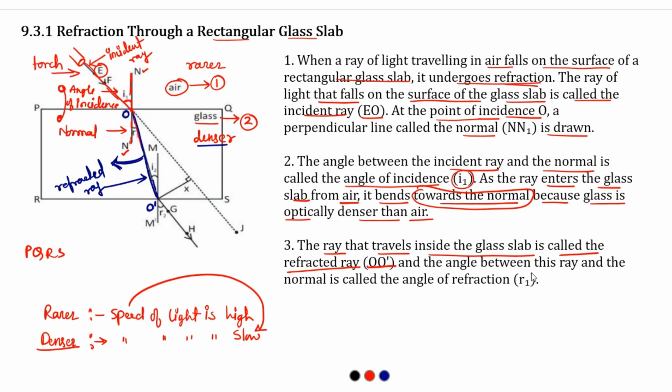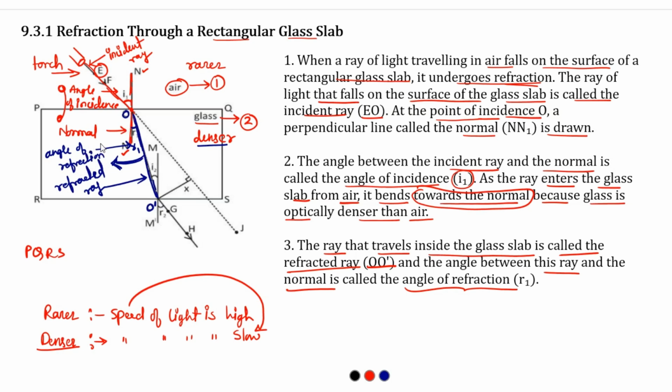Now the angle between this ray, that is the refracted ray, and the normal is called the angle of refraction, that is R1. So you can see this is our normal inside the glass slab, and here the blue color one is called the refracted ray. So this will make an angle here. You can see this angle. This angle is denoted by R1. Sorry, it is not R2, it is R1. R means refraction, 1 is the number. So this angle is called the angle of refraction. Let me write it here, angle of refraction.